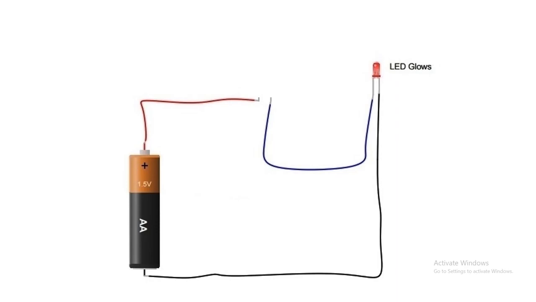The transistor also works like a switch. The transistor never passes the current by itself. When you give current to the middle pin, or the base, of the transistor, then the transistor allows the current to pass through the LED and the LED glows.